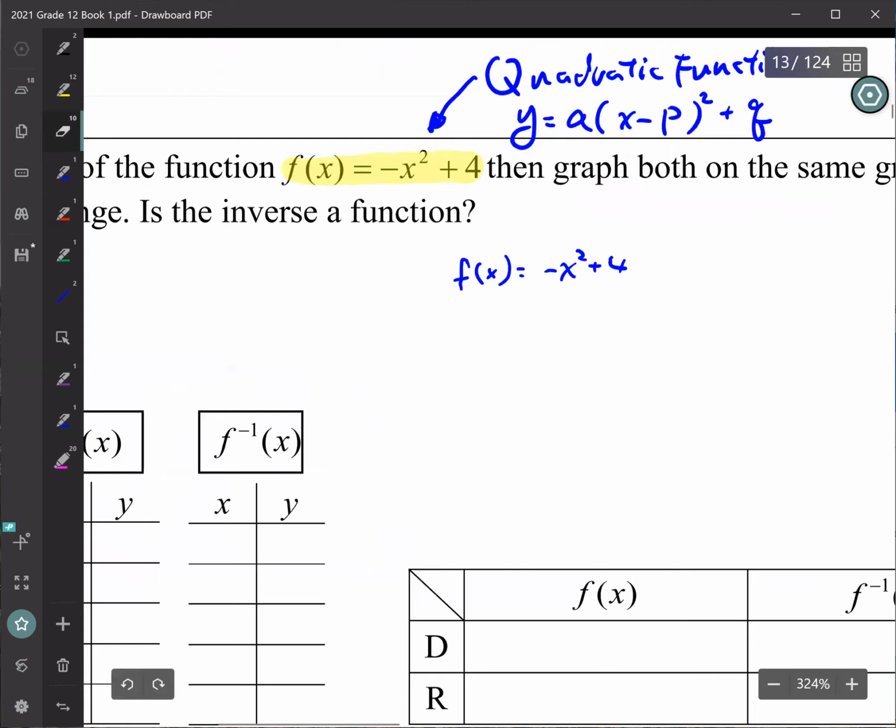Okay, so y equals negative 1x squared plus 0x, because there's no x term, okay? I'm just rewriting the question, plus 4, okay? When you write it like this, it's called general form.